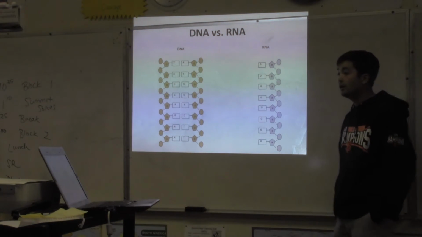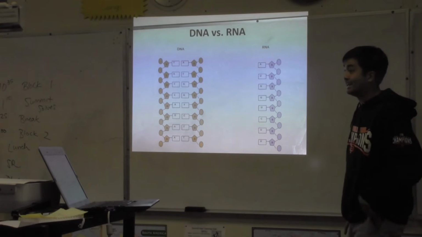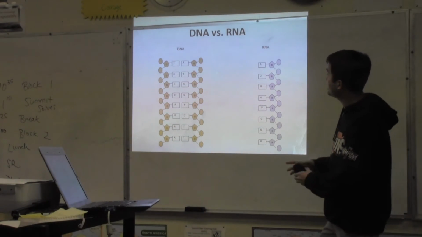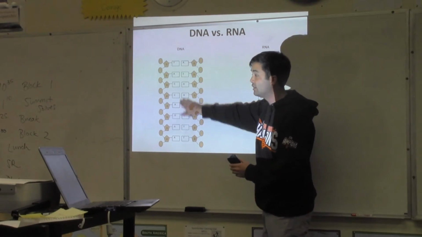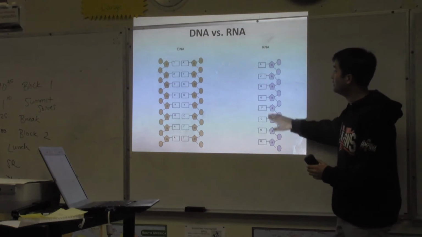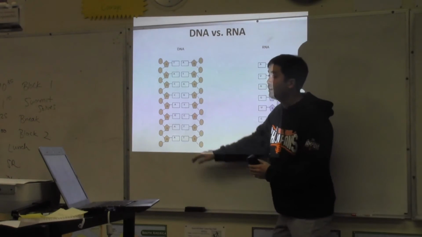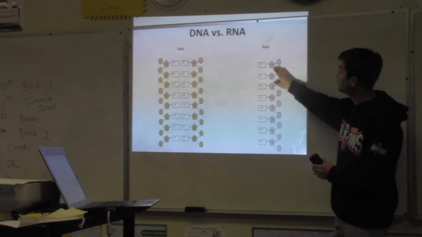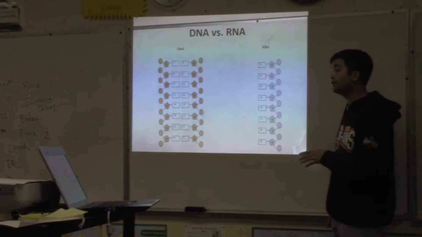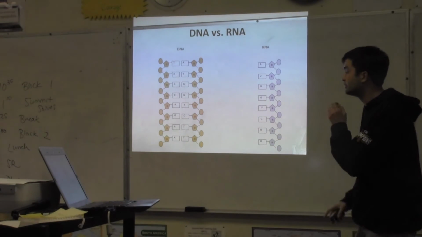Yeah, that's one of the really important differences. Notice how DNA has 2 strands, RNA only has 1. So we say DNA is double-stranded, RNA is single-stranded. Okay? What other differences do you notice? Really pay attention to the details.